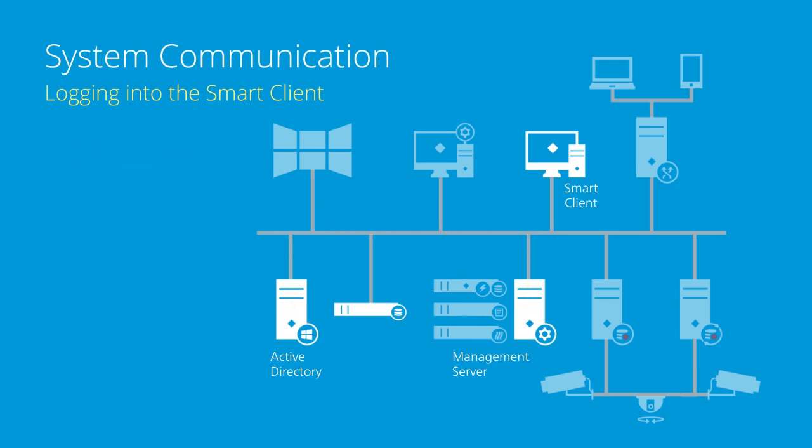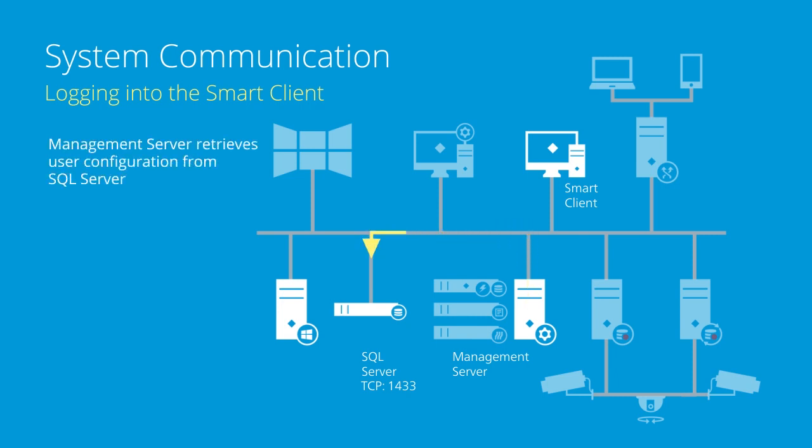The port and protocol for this step depend on the operating system and Active Directory version used in the system. If authentication is successful, the management server retrieves the user-specific configuration from the SQL Server on port 1433 using TCP. Finally, login is granted, and the management server sends the configuration to the Smart Client using TCP on port 80 or 443, depending on the type of user.